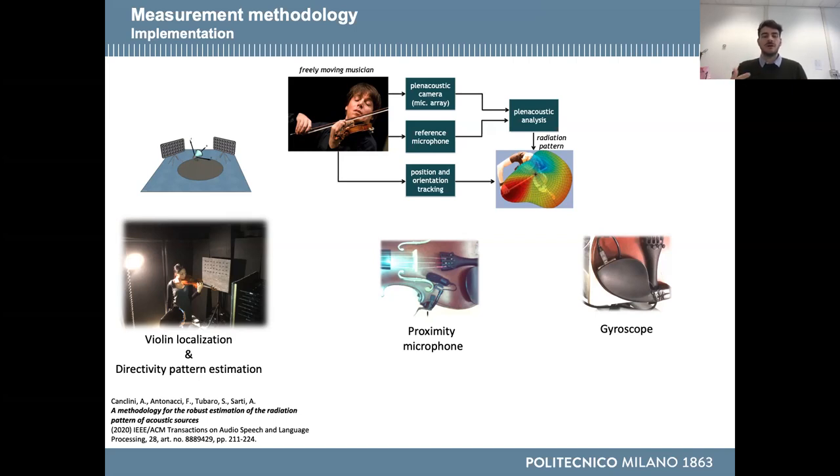Since the violinist can move, as you can imagine, we need to track the location and the orientation of the instrument. This is done using the plane acoustic cameras as far as the location is concerned, and a gyroscope mounted on the scroll for the tracking of the orientation. The radiated energy is then computed using a reference signal given by a proximity microphone mounted on the instrument itself.